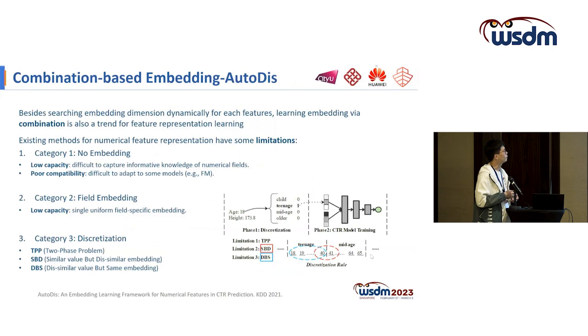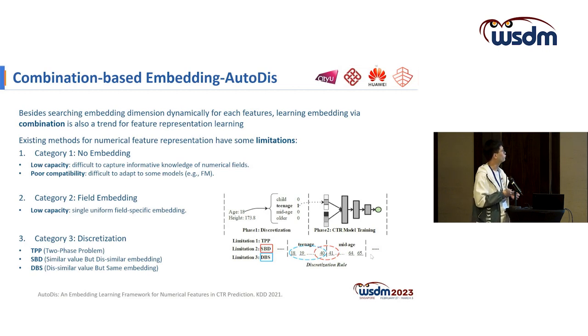Besides searching the embedding dimension for each feature, another approach is learning the embedding via combination. The above are the AutoML-based methods designed for categorical features. Besides, AutoML-based solutions can also be designed for numerical features, and AutoDIS belongs to this group.